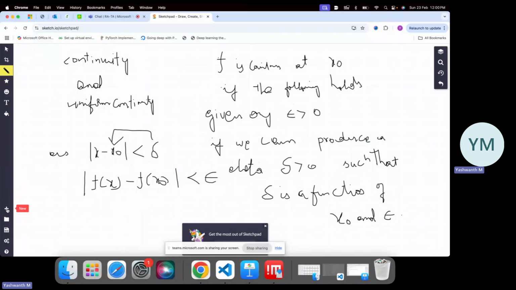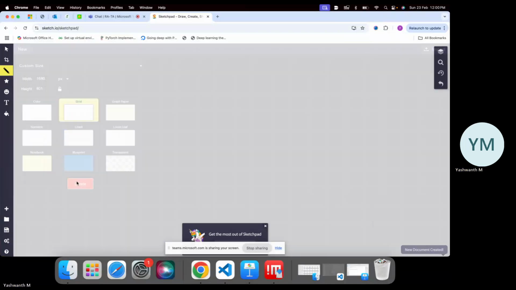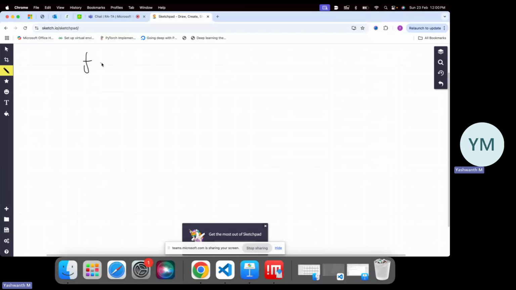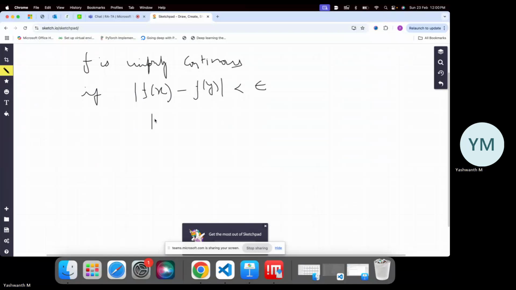And coming to uniform continuity, we say a function f is uniformly continuous if f of x minus f of y is less than epsilon whenever x minus y is less than delta.